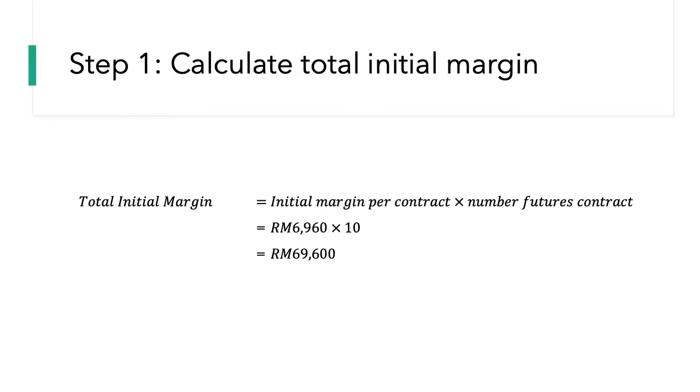Then you can start to prepare your speculation strategy. Step number 1, you need to calculate total initial margin. The formula is initial margin per contract times number of futures contracts. So initial margin per contract, 6,960, times the number of futures contracts that you use in this speculation strategy, which is 10 as given in the question. So you get 69,600 ringgit.